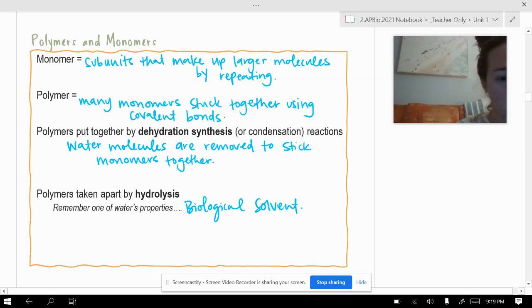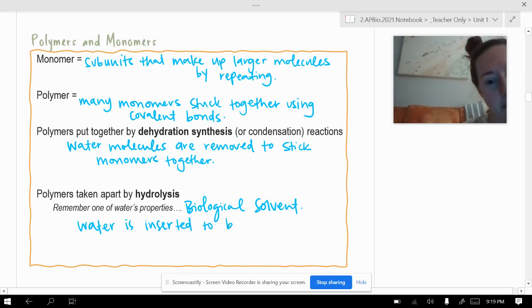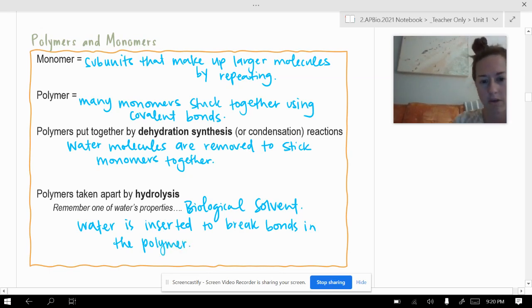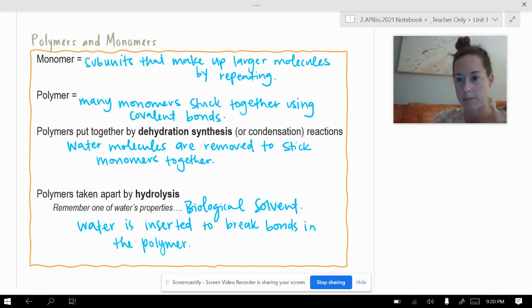And what it's doing is water is inserted to break bonds in the polymer. And this is, of course, really important in digestion, which is the main time that your body is trying to break down the polymers that you ate. So that's how polymers are assembled and how they're broken down.